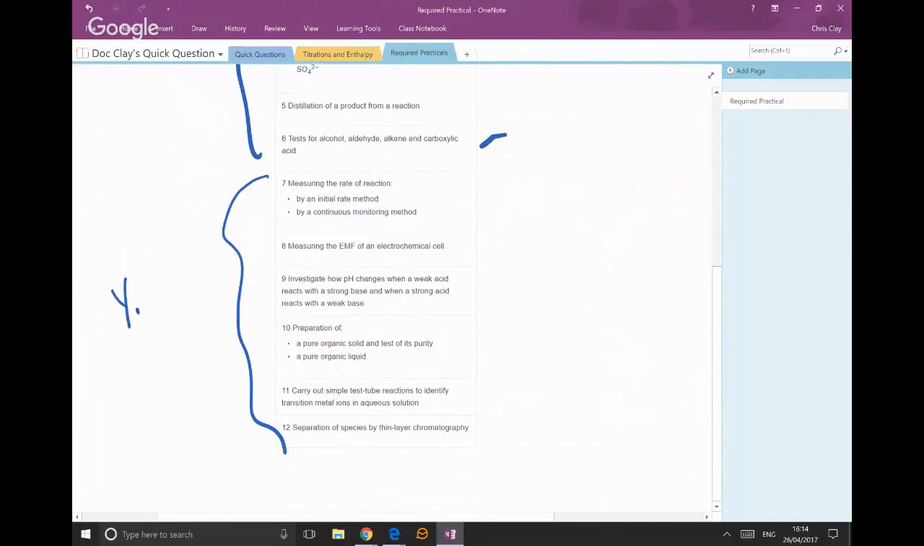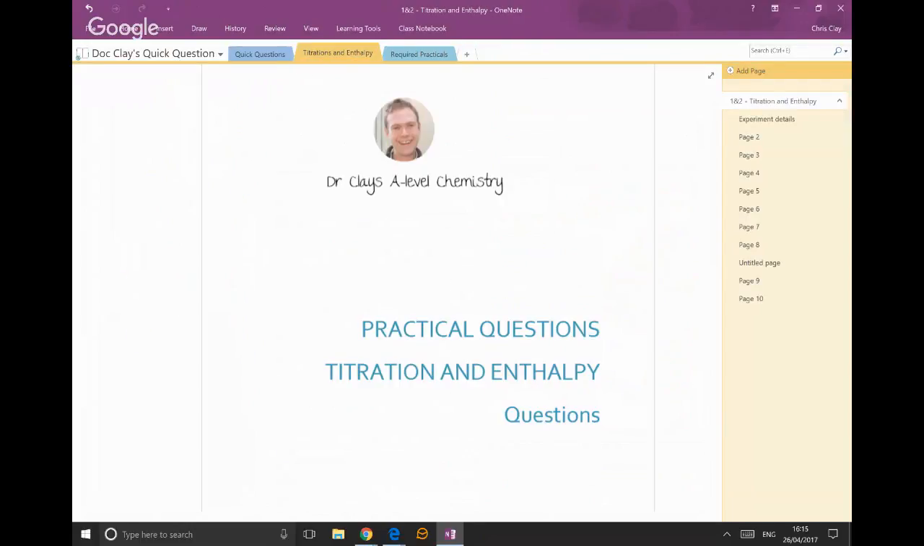These are all year 2 practicals. And these are looking at measuring rates of reaction, measuring the EMF of an electrochemical cell, investigating how pH changes with a weak acid, preparation of organic solids, carrying out simple test tube reactions, and finally separation of species by thin layer chromatography. These practicals could come up in paper 1 or paper 2 in any format, and certainly look like they're going to be prevalent in paper 3, with a large number of marks coming in paper 3 on your practical chemistry.